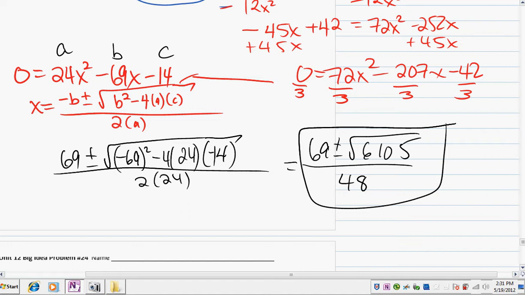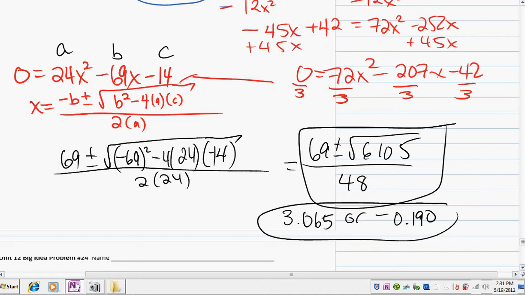If you want some practical numbers that you could get your head around more easily, it's about 3.065 or, just computing it, negative 0.190. So that's roughly what it is, but the exact answer is that.